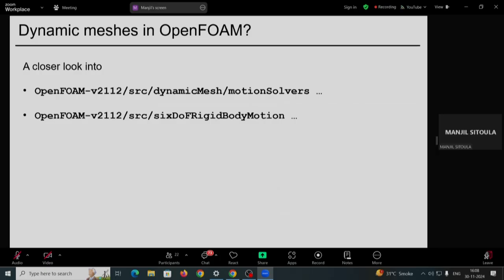There are two types of motion functions. One can be a predefined body motion. So when we have a predefined body motion, then we can use the motion solvers. But when you need to simulate a 3D fluid-structure interaction case or two-way coupling problems, then we need to use the six DoF rigid body motion.